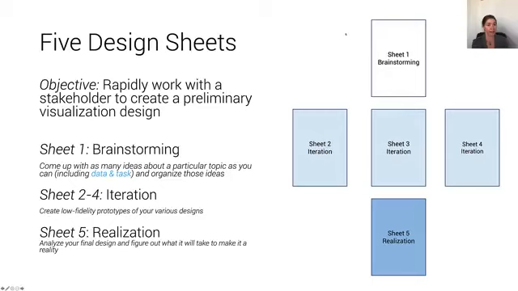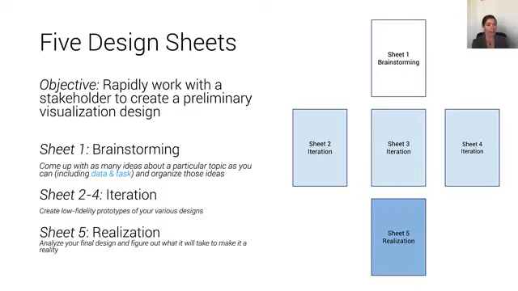So you can see an overview of these sheets here on the right, and the depth of the color of the sheet represents the maturity of the idea that's represented in that sheet. So we start off in sheet 1 with just brainstorming, coming up with as many ideas about our topic as we can, including ideas about the data, about the tasks, about the interactions, the marks, the designs, and then we organize those ideas in meaningful ways that allow us to figure out which of these directions is most promising. From there, we have a series of iteration sheets where we're going to create low-fidelity prototypes of our various designs and track the conversations that emerge around the development of these prototypes.